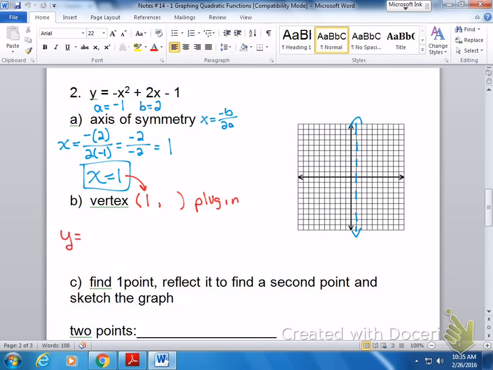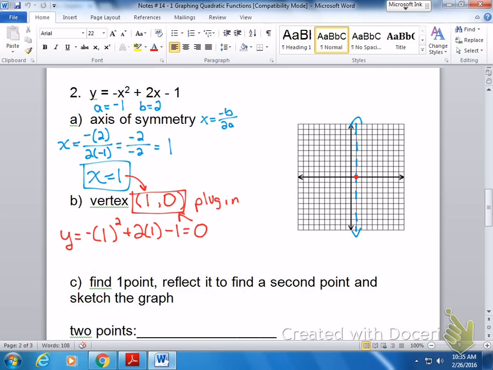This time it's y equals negative, then I'm going to plug something in there squared, plus 2 times some x value, and then it's going to be minus 1. So the number I'm going to plug in is the 1, and then I can pretty much just use my calculator from there. Negative 1 squared plus 2 times 1 minus 1 will give us 0, so our vertex point is 1, 0. So I'm going to go over to my graph, and I'm going to go over 1, up 0. I'm going to plot a point. If you graphed your axis of symmetry already, your point should be on that line, so if it's not, you may have messed up.